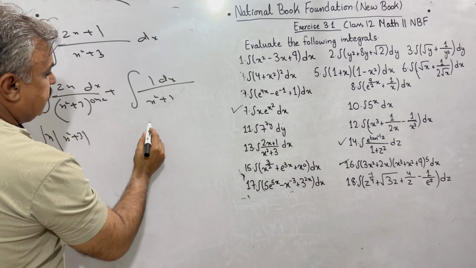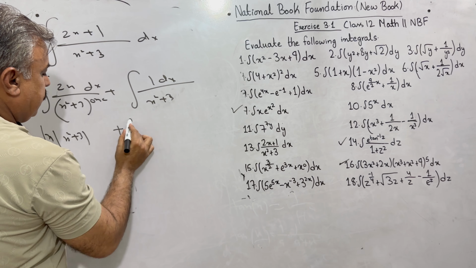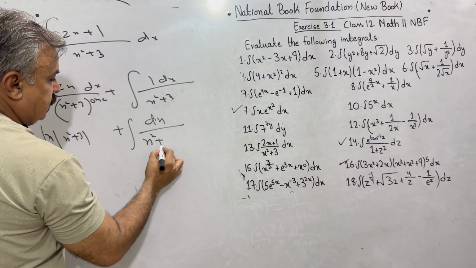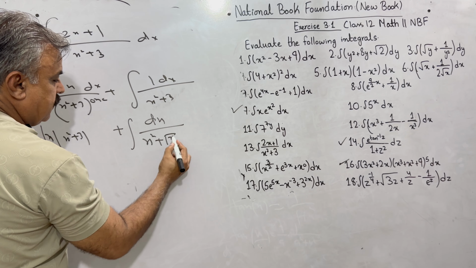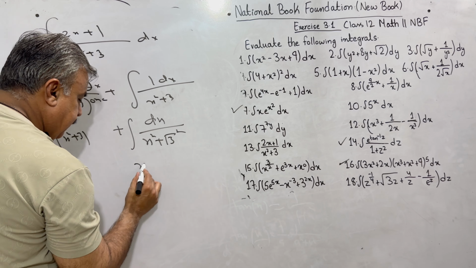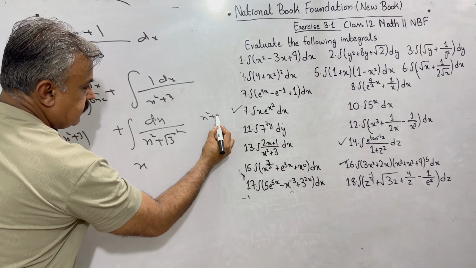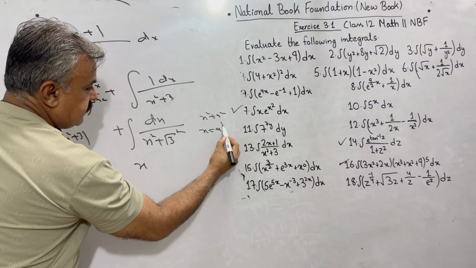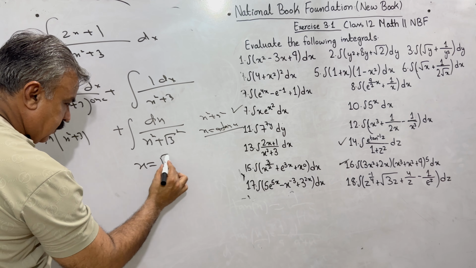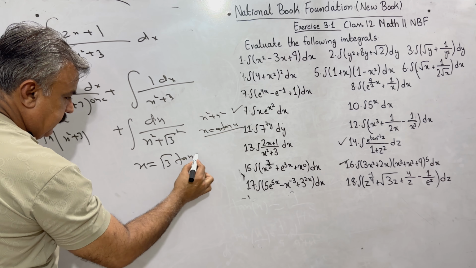What about this? In that case, we have to write it in standard form. There should be a square: 3 is root 3 square. For this magic substitution, x square plus a square, always use the magic substitution x is equal to a tan theta. So x is equal to root 3 tan theta.